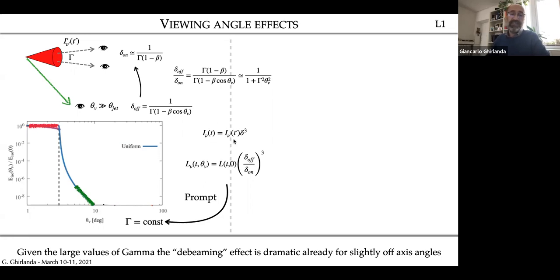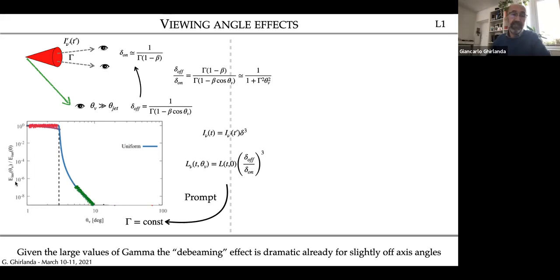Since the intensity from the comoving frame to the observer frame scales as the Doppler factor to the cube power, the luminosity at any time for a given viewing angle theta is equal to the luminosity that your friend would detect if located on axis, times this ratio to the third power. And since in the prompt phase, as we now know, the gamma factor is constant, the only dependence is the viewing angle. So if you make the measurement with your friend and compare moving yourself to different viewing angles, what you get is a curve like this.